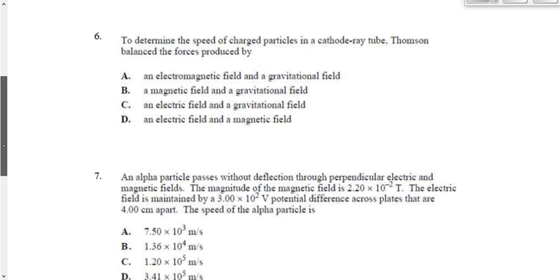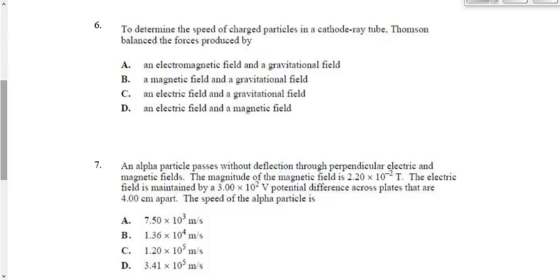Man, there's lots of questions on this. Worked your heart over the weekend. To determine the speed of the charged particles in the cathode ray tube, Thomson balanced the forces produced by, this would be electric and magnetic fields, right? The velocity selection chamber. And 7, I think, is the last one, isn't it?